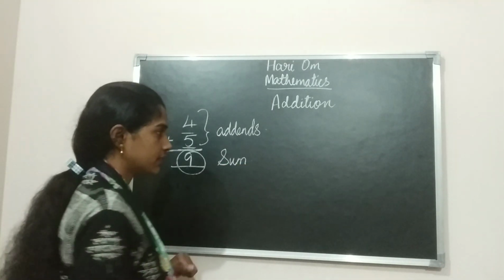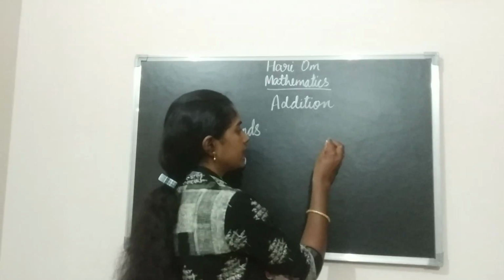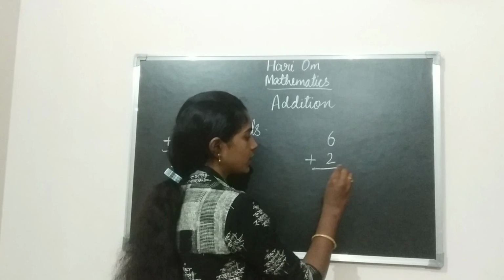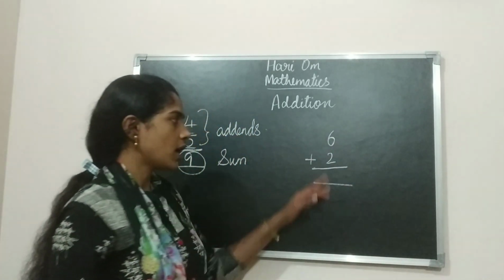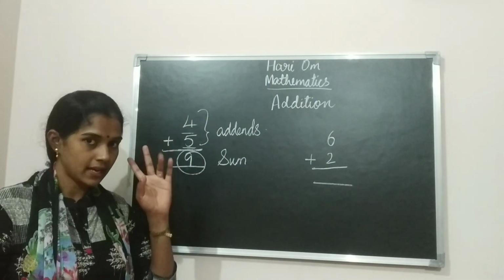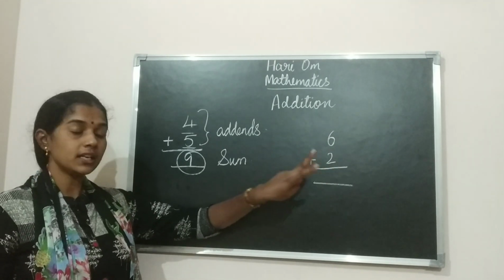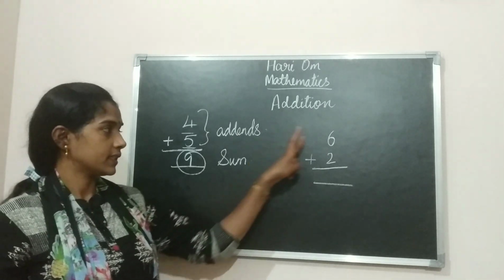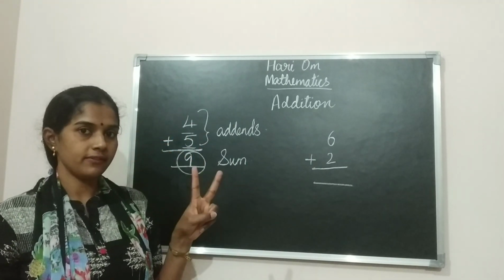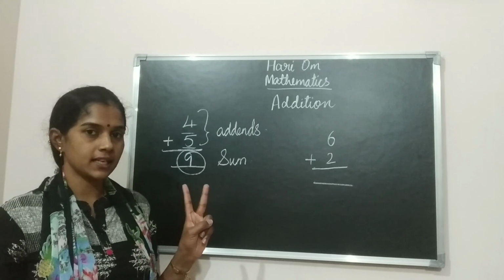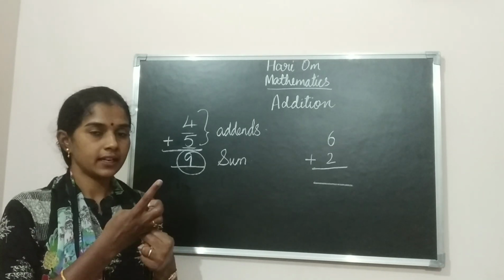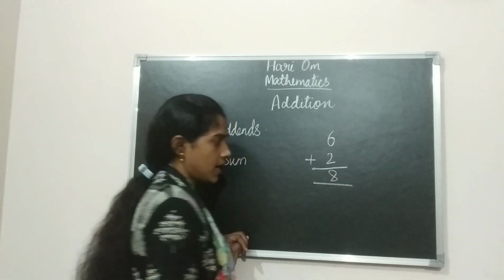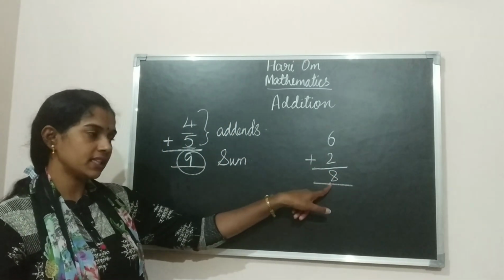Shall we check one more? Let us take 6 plus 2. What is 6 plus 2? How to add it? 6 in our mind and 2 in our finger. After 6, it is 7, 8. So what is the answer? 8 is our answer. So 6 plus 2 is 8.